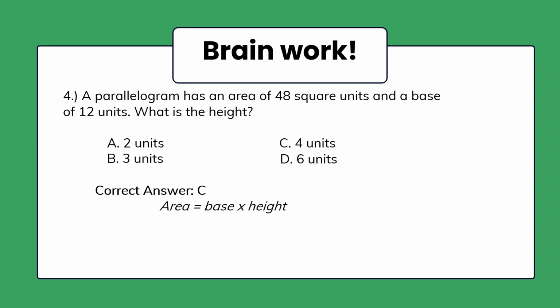We're going to use the area formula for a parallelogram, which is base times height. And we're going to substitute the known values. So we have here 48 as our area and 12 is the base. And to find the height, we're going to divide 12 on both sides of the equation. And height is equal to 4 units.